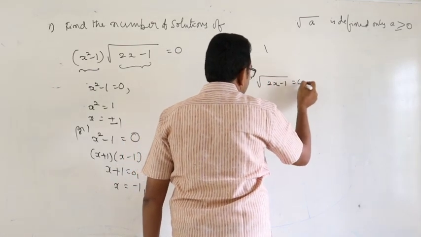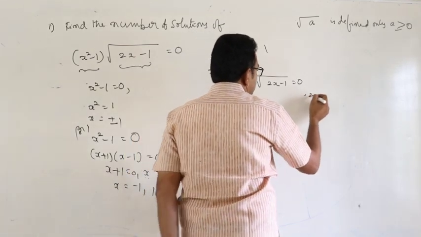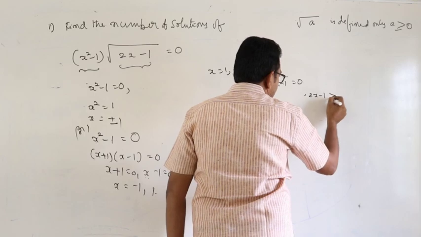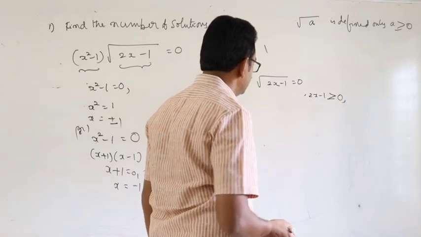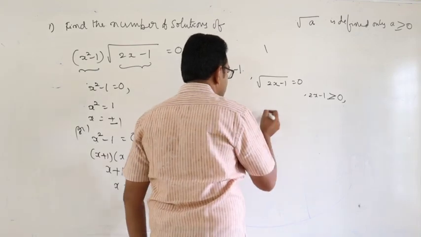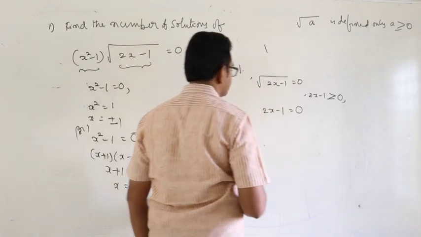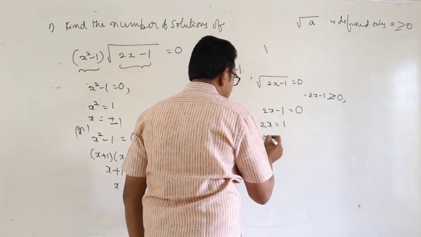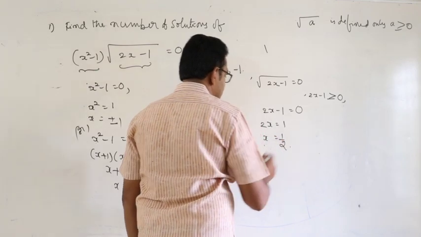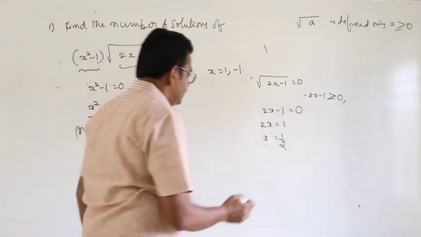And the root of 2x minus 1 equal to 0. Here 2x minus 1 is greater than or equal to 0. Taking 2x minus 1 equal to 0, 2x is equal to 1, so x is equal to 1 by 2.